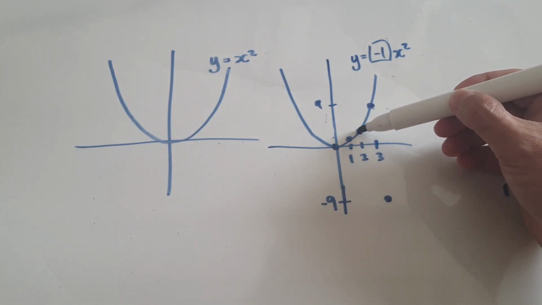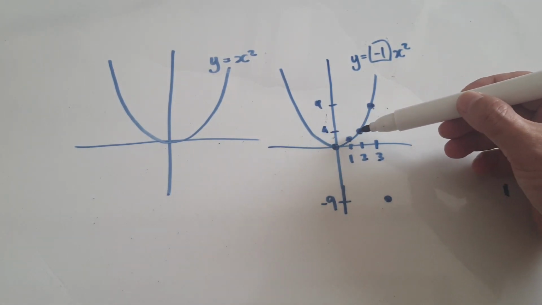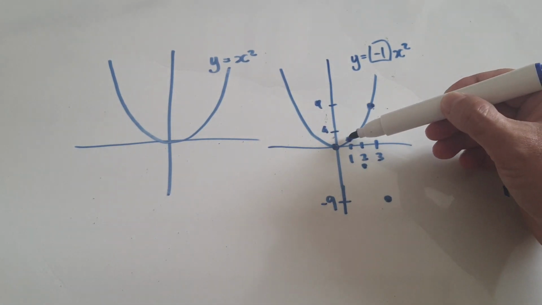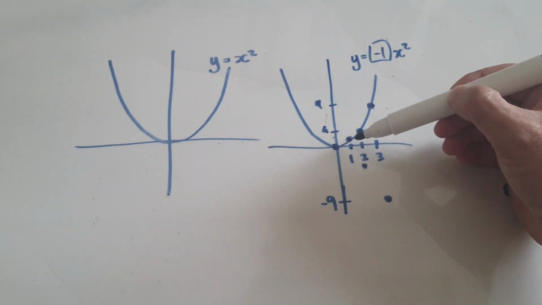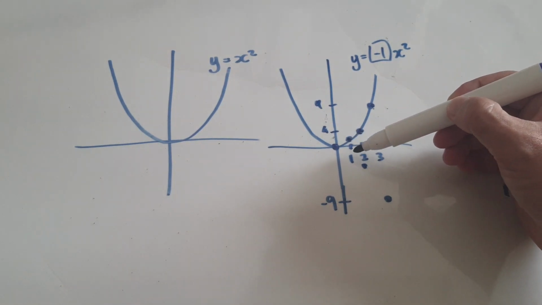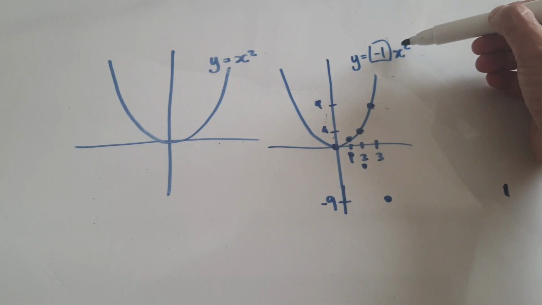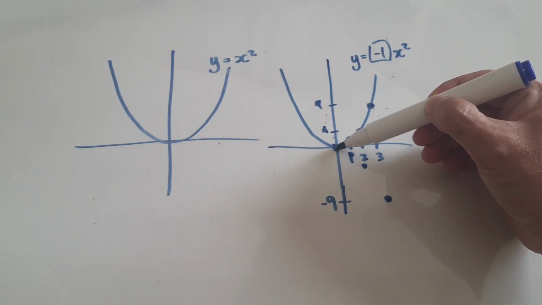So this thing here, normally it's at 4. Now it jumps to negative 4. Normally this is 1. Because you got the negative 1, it would become negative 1. So it would jump to the negative side. 0 squared would be 0. Times negative 1, it will remain at 0.